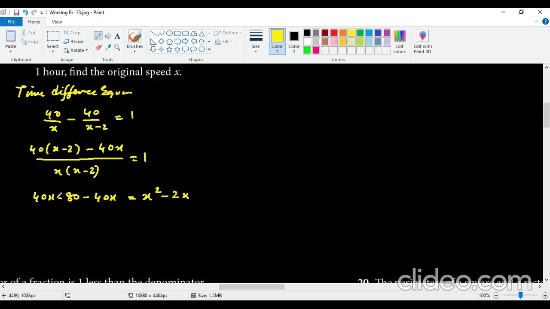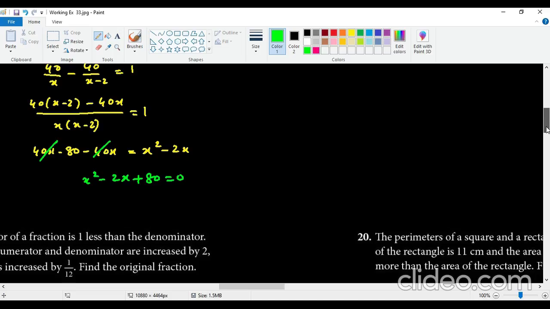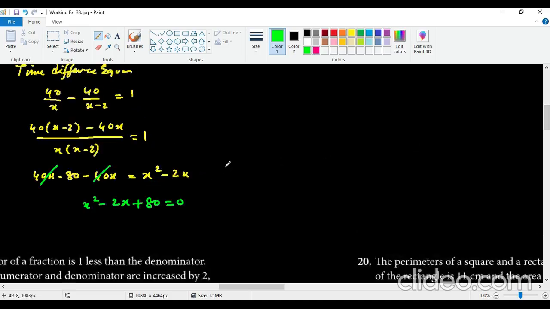Now we can see very well that these two can be cancelled. So x squared minus 2x plus 80 is going to be the equation. Now in here we can factorize this. 10 times 8, so x squared minus 10x plus 2x and plus 80, this is going to be the equation.